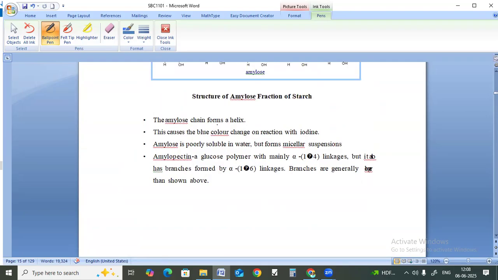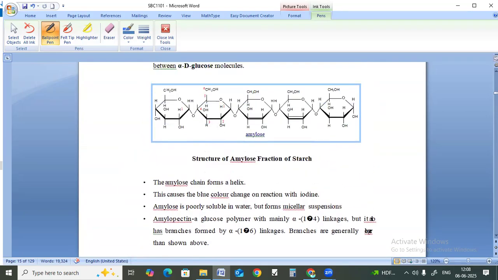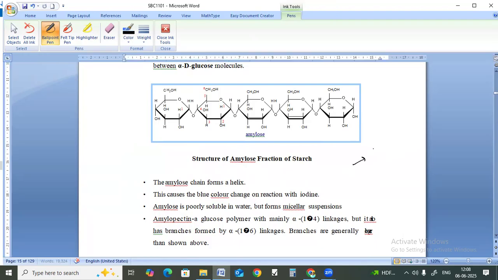As for the structure of amylose, it forms a helix-like structure. It also gives a blue color on reaction with iodine. This is the main significance, because it can identify starch. The reaction of iodine with starch results in the formation of a blue colored complex. It is also insoluble in water.